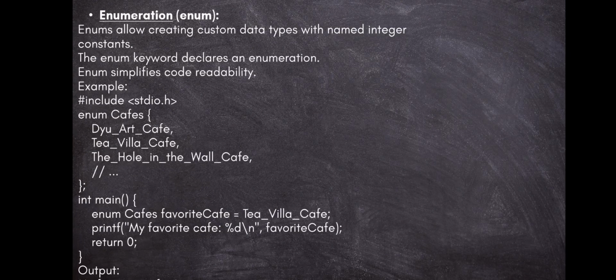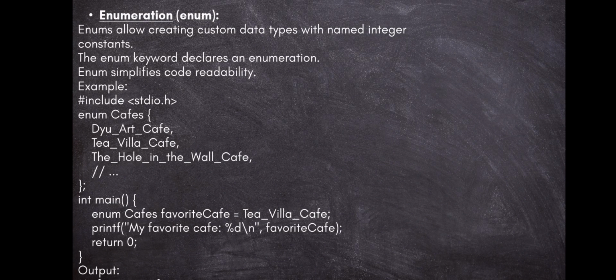The next one is the enumeration, which can be referred to as enum. Enums allow creating custom data types with named integer constants. The enum keyword declares an enumeration. Enum simplifies code readability. As we can see in the example program, it created the custom data type.